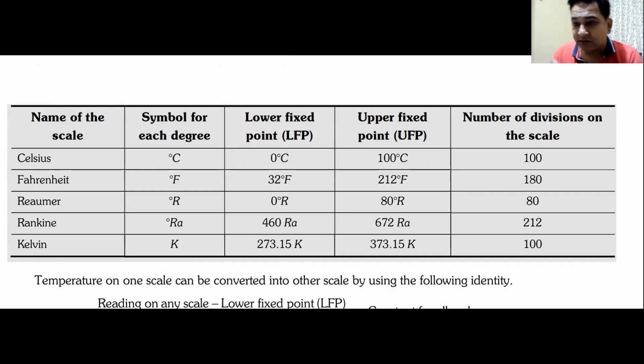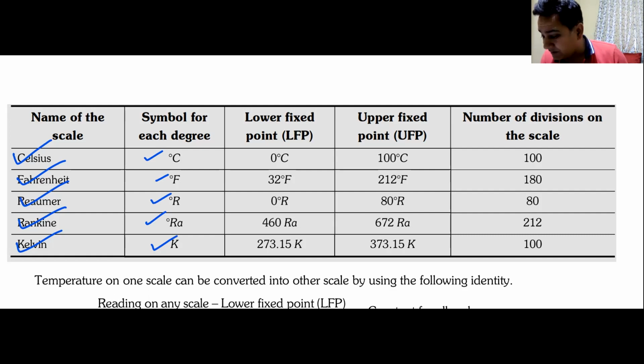Then came these famous gentlemen, and they created their own scales: the Celsius, the Fahrenheit, the Reaumur, the Rankine, and the Kelvin. Degree Celsius, degree Fahrenheit, degree Reaumur, degree Rankine, and don't call it degree Kelvin, simply Kelvin.